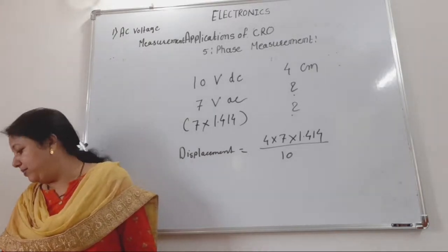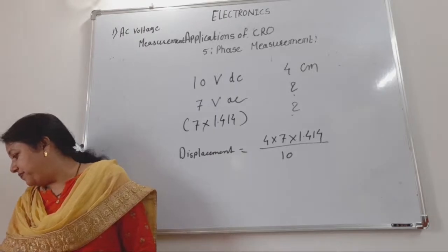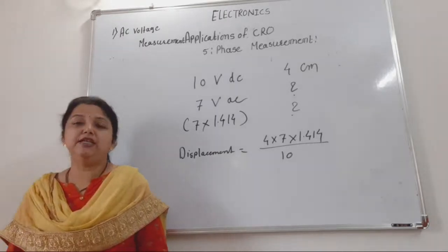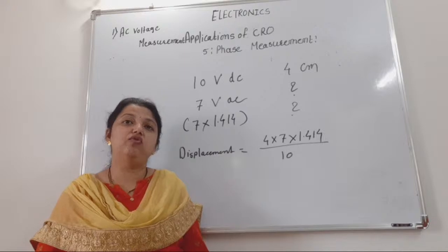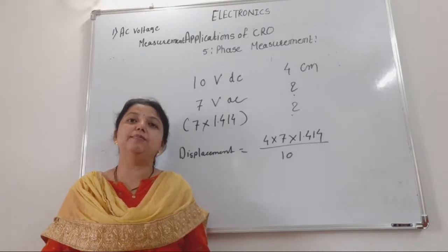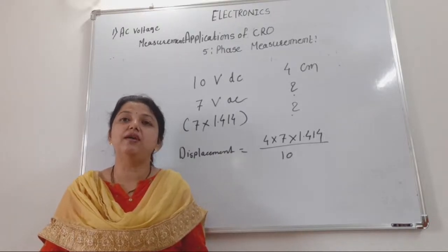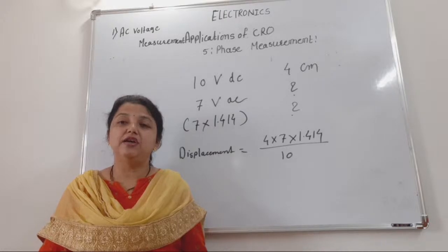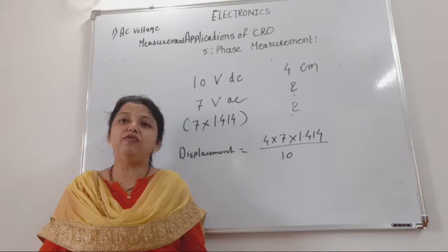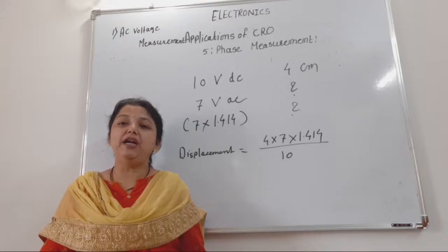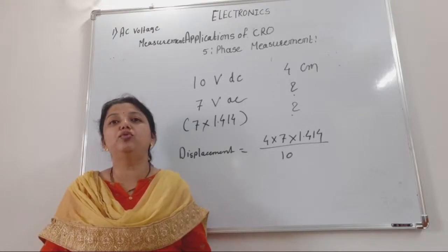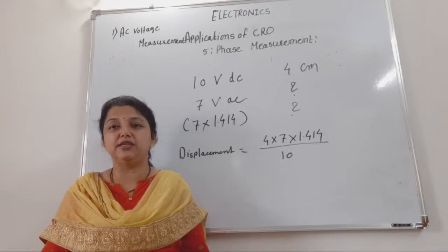But what do they ask? Find the maximum displacement. Read the numerical carefully word by word. They ask for the maximum displacement. Maximum displacement is VPP. Here you calculated VP only. So we have to multiply that displacement by 2. Then we get the maximum displacement.